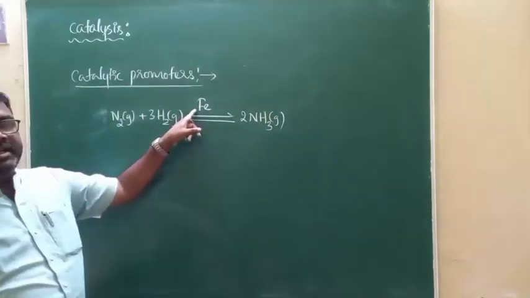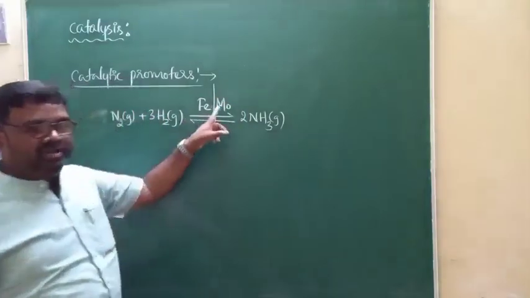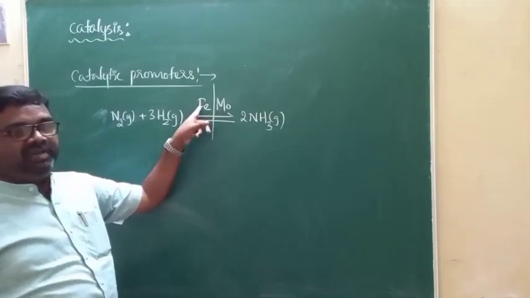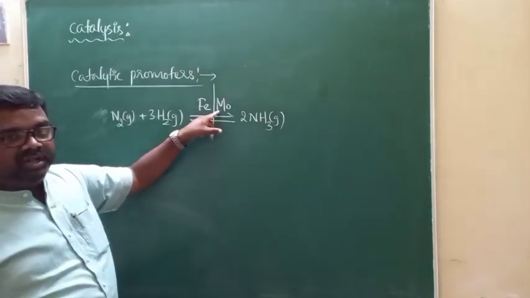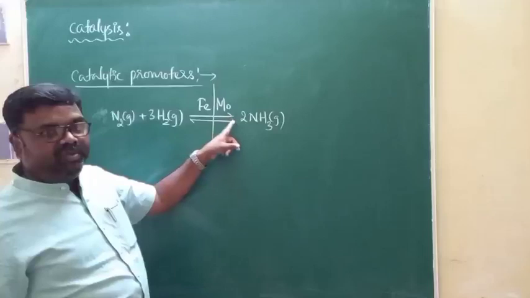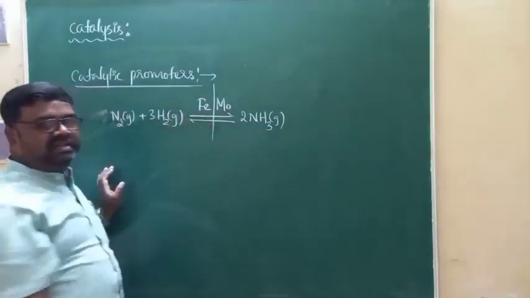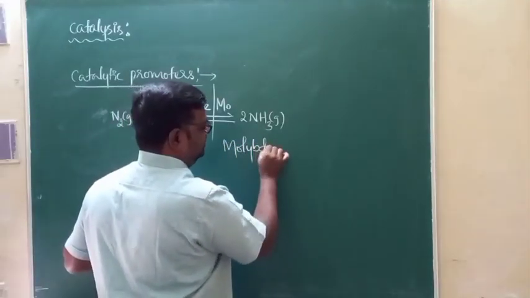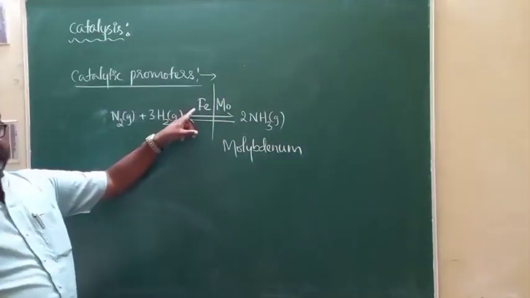The activity of this iron catalyst can be increased in the presence of one more substance called molybdenum. So molybdenum is a promoter that increases the activity of iron catalyst. This is what we call an example for the catalytic promoter. The example for the catalytic promoter is molybdenum in the manufacture of ammonia by Haber's process, where molybdenum increases the activity of iron catalyst. That is molybdenum. Observe this spelling there. Molybdenum is a promoter that increases the activity of iron catalyst.